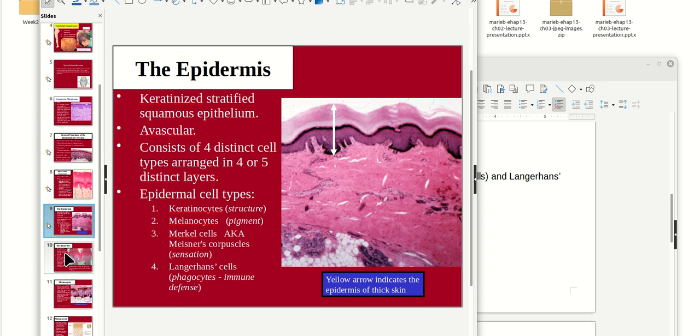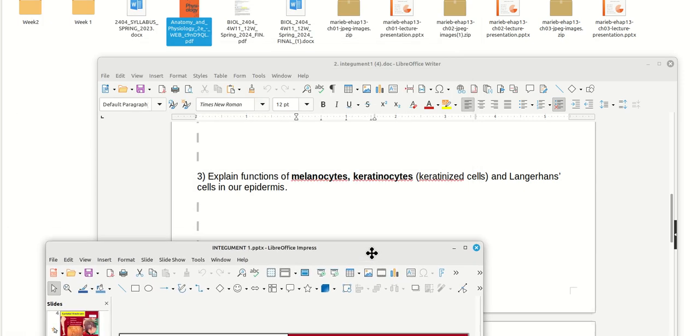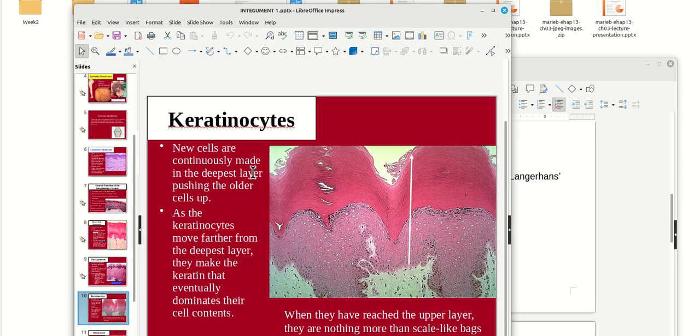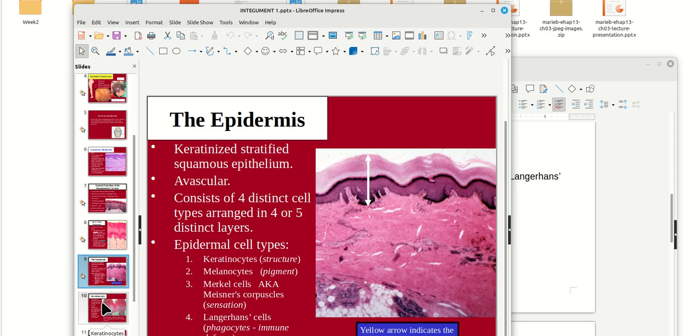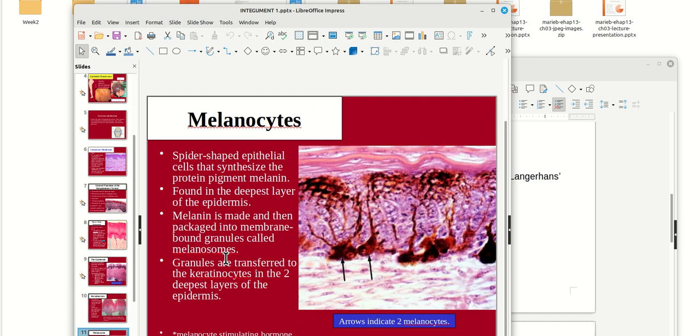All right, so let's see. Here you can read about keratinocytes. So if they're asking you, for instance, here, what are their functions? They eventually dominate where they have reached the upper layer and scale like bags of keratin. So realize the actual function here is structure, physical support, that sort of thing. They might have some other functions, but that would be the general one. The structure, protection, structure.